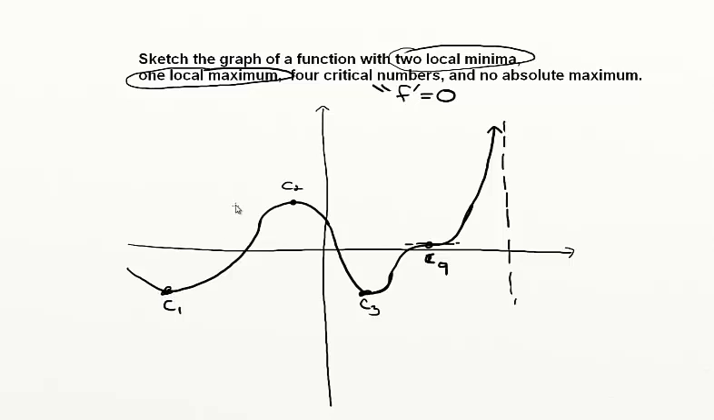So now we have 4 critical numbers. 2 of them, C1 and C3, are our local minima, and C2 is our local maximum. So we have a function, we'll call it f, that satisfies these given properties.